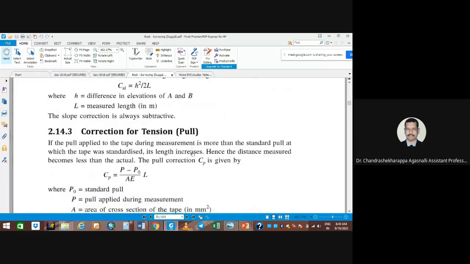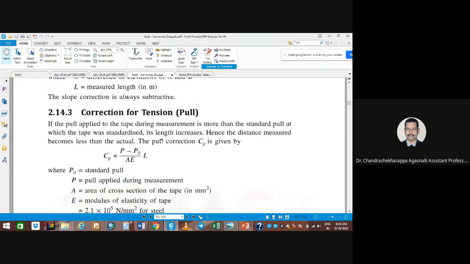This is the correction for tension, when you are pulling the tape. If the pull applied to the tape during the measurement is more than the standard pull at which the tape was standardized, its length increases. Hence the distance measured becomes less than the actual. So this is another correction.